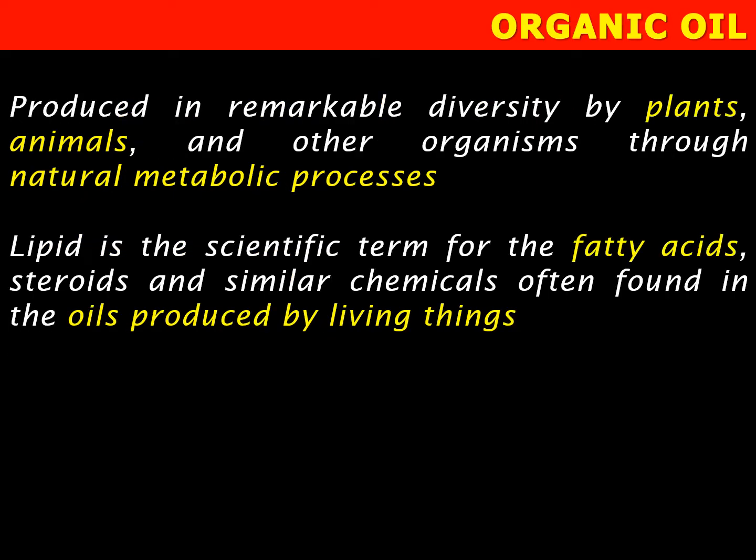Organic oils. This type of oil is produced in remarkable diversity by plants, animals, and other organisms through natural metabolic processes. Lipid is the scientific term for the fatty acids, steroids, and similar chemicals often found in the oils produced by living things.